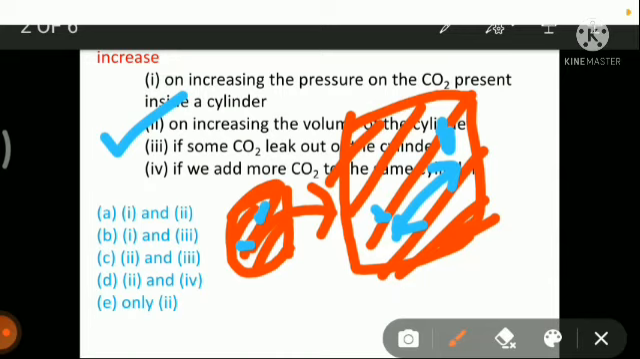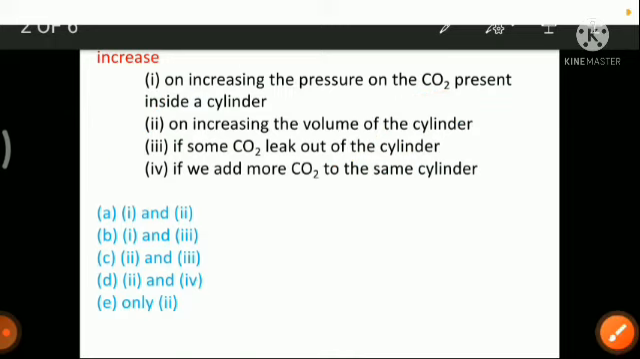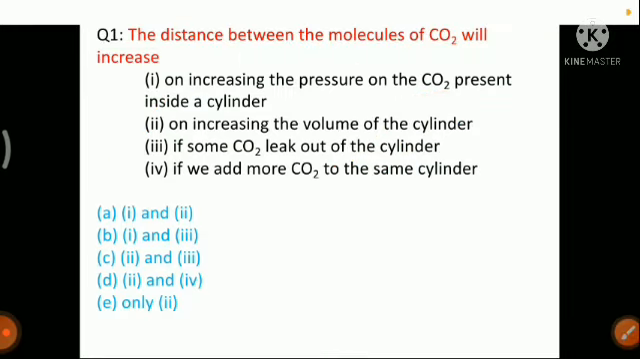Okay, so that means the second condition is the answer to this question, that is, the distance between the molecules of carbon dioxide will increase when we increase the volume of the cylinder. Okay, so again now let's see the third and fourth options also.